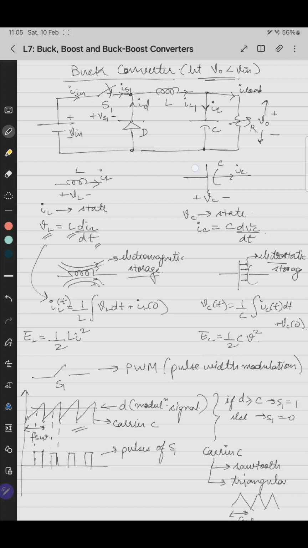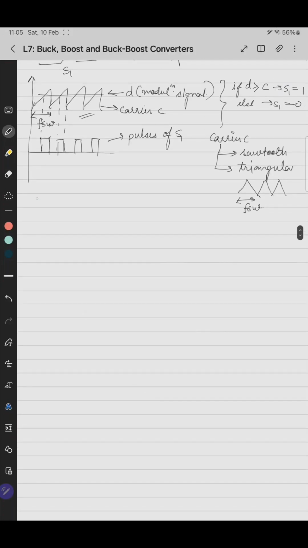In that case, this is the voltage across the inductor VL, this is plus, this is minus. So if the switch S1 is off, D is forward biased, meaning it's a short circuit. So the voltage across the inductor is minus V naught. So the voltage across the inductor is of this nature.